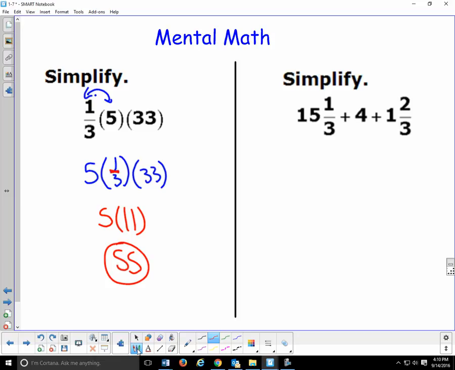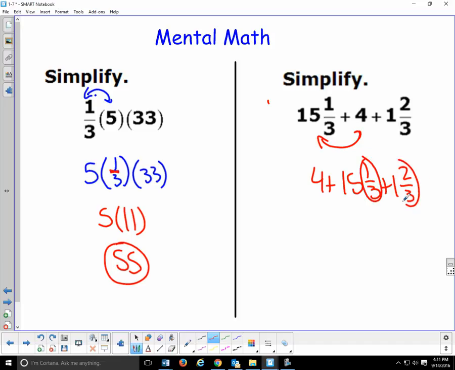One way that we can use these properties to help ourselves make things easier is to combine those thirds. We've got 1/3 and 2/3. That seems to work better together than this 4 in the middle. So let's use that commutative property, and let's flip-flop these two. So I'm going to instead write 4 plus 15 and 1/3 plus 1 and 2/3. Because if I do that, I can look at 15 and 1/3 and 1 and 2/3 together.